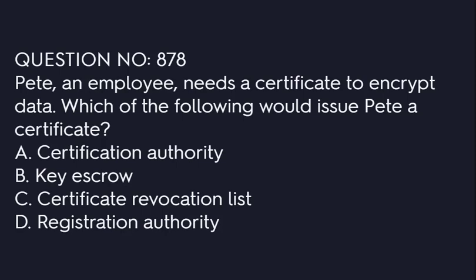Question number 878. Pete, an employee, needs a certificate to encrypt data. Which of the following would issue Pete a certificate? A. Certification authority. B. Key escrow. C. Certificate revocation list. D. Registration authority. A.